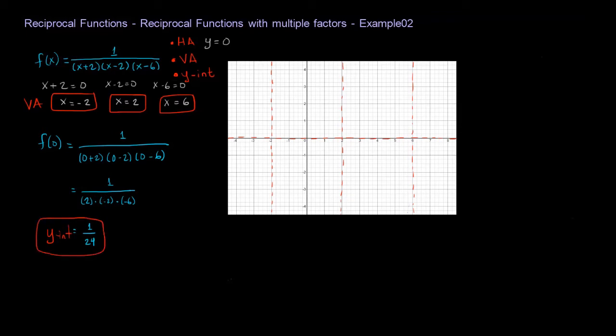Now I'm going to draw it here in the graph. 1 over 24 is nearly 0. I'm just going to locate it here. It's positive and slightly above 0, and that will be it for the y-intercept.